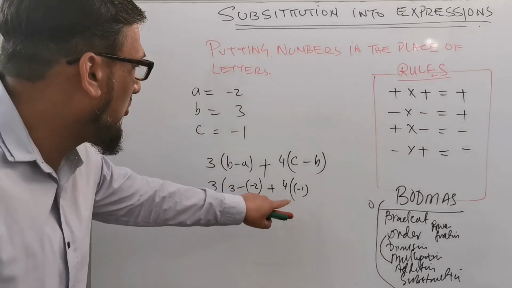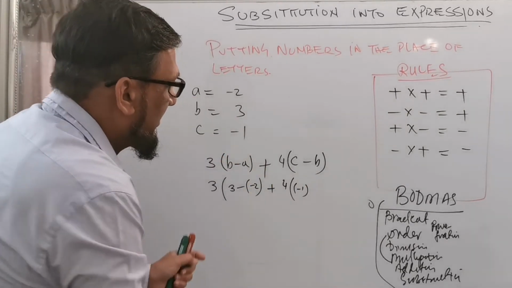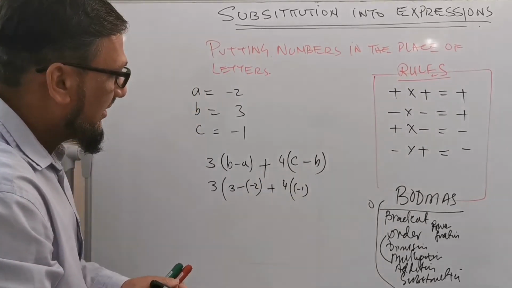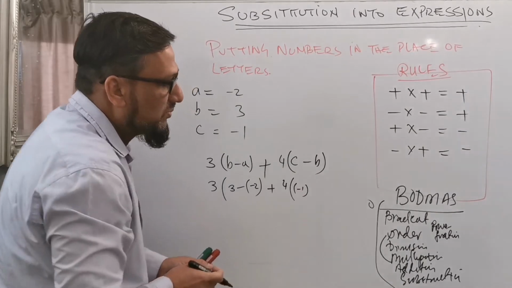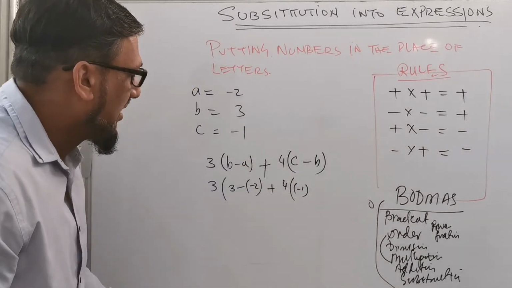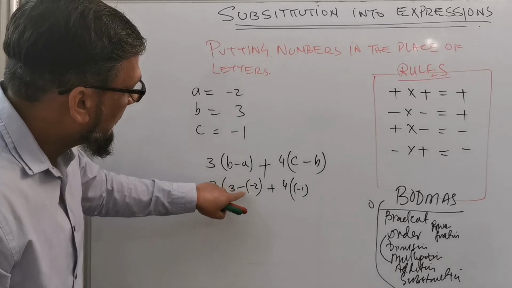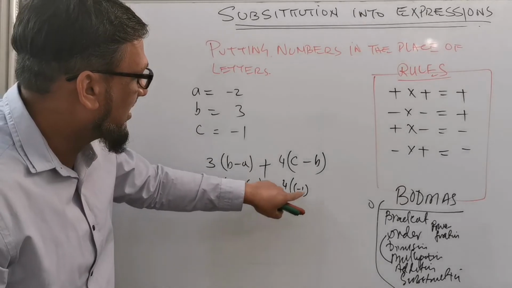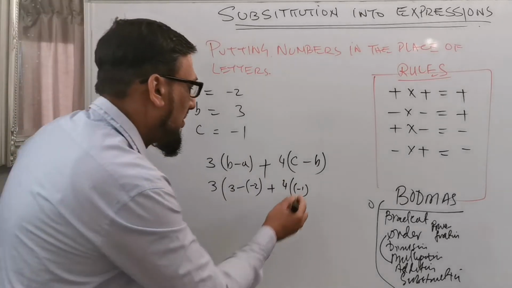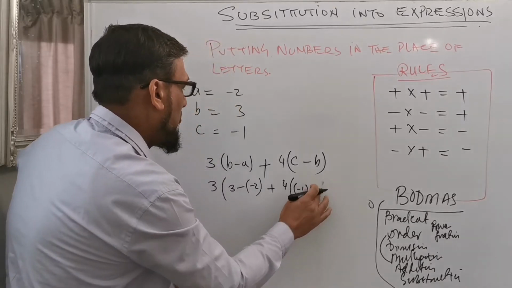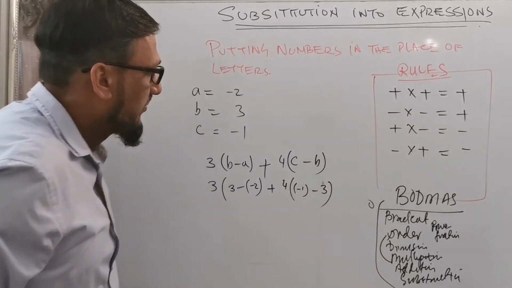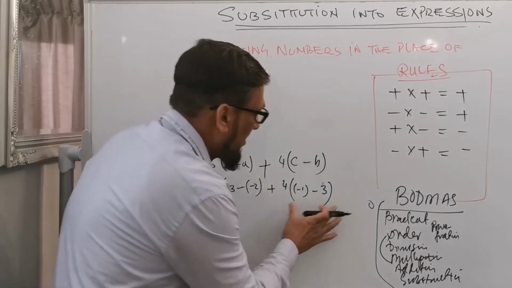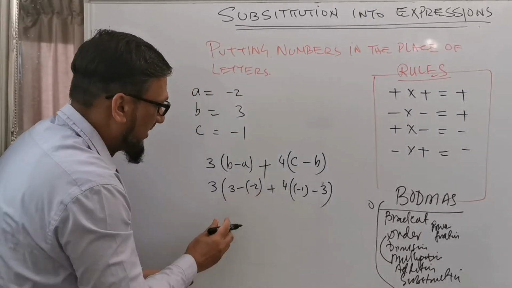Why am I putting the value of minus in a bracket? Because when we simplify this, plus times minus gives a minus sign, minus times minus gives plus, and plus times minus is minus. That's why I'm putting it in a bracket. So the value of b is 3. Look at this one. As per BODMAS, first you need to solve the bracket, so I'm going to solve this bracket first.